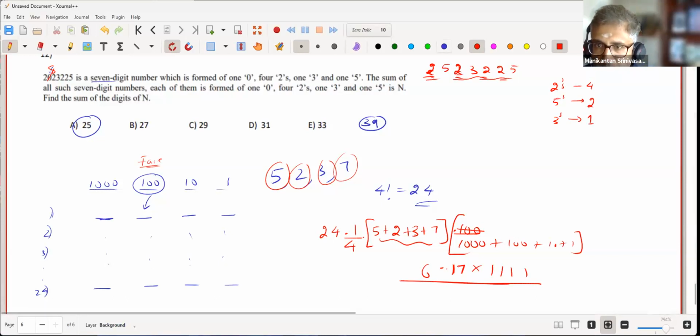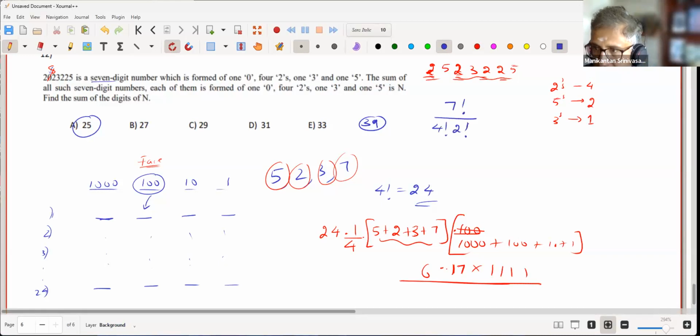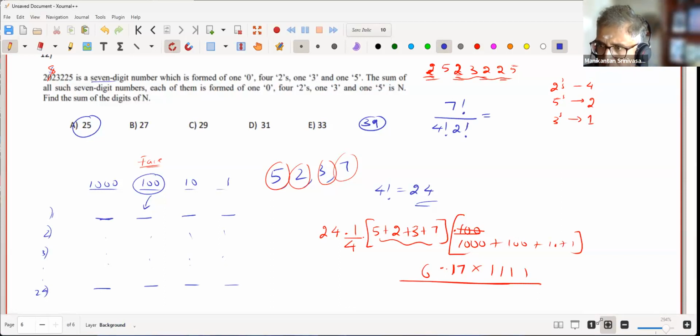Now, how many numbers are possible? First of all, 7 factorial by 4 factorial times 2 factorial times 1 factorial, right? Do we agree on this one? This is standard, the number of numbers would be 7 factorial by 4 factorial, 2 factorial. Everyone clear on this one? It's like arranging A, A, A, A, B, B, C. How many 7-letter words, right?